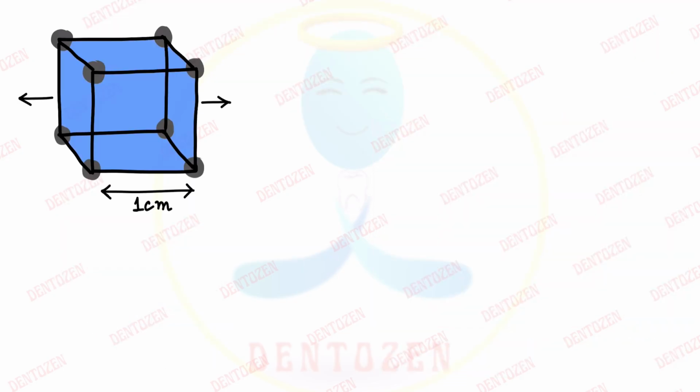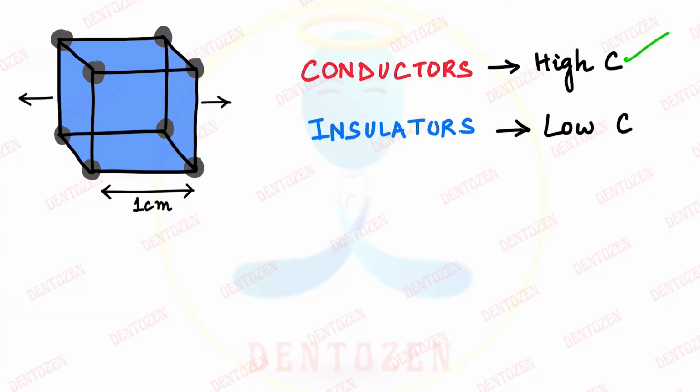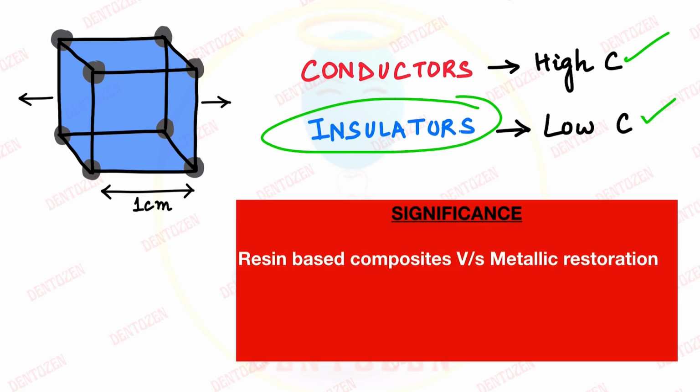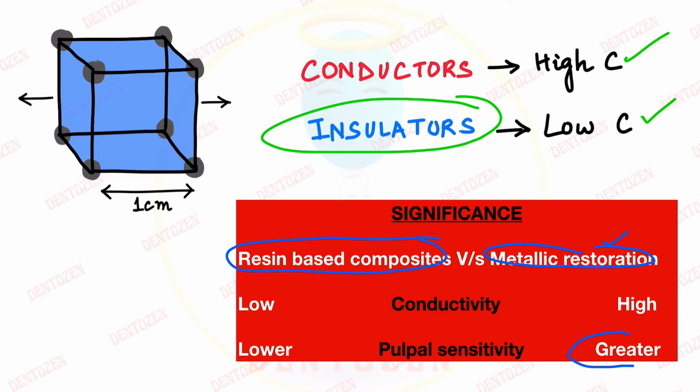Now, certain materials are good conductors of heat. They have high conductivity, whereas others are just insulators. They do not allow heat to pass through them, so they have low conductivity. Now, what is the significance? Metallic restorations have high conductivity, metals are good conductors of heat as compared to resin-based composites, so they will exhibit greater pulpal sensitivity whenever there are thermal changes in the mouth, because metallic restorations will allow more heat to pass through them, which can actually cause discomfort to the patient.